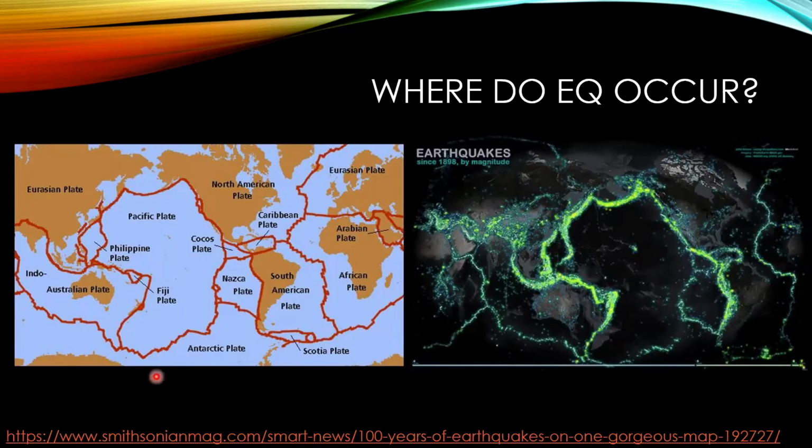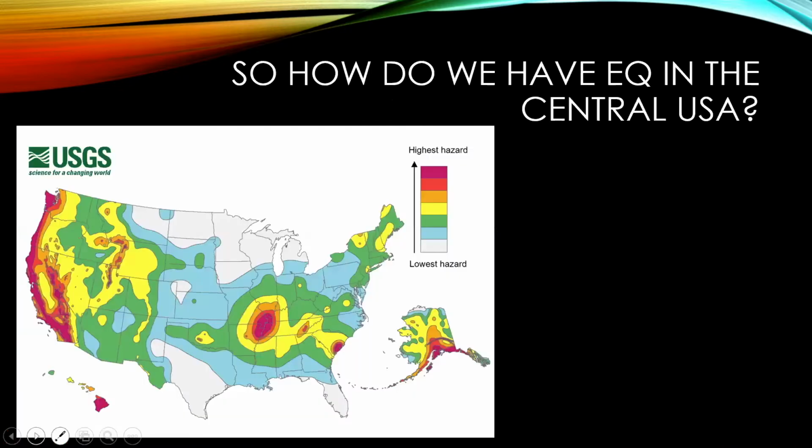But if 98% of our earthquakes occur on plate boundaries, 2% of them have to occur somewhere else. So how do we have earthquakes in the central United States? What I'm showing you here is actually a hazard map that was created by the USGS, the United States Geological Survey. And it shows the probability that ground shaking will exceed a certain level over a 50-year period. The low hazard areas indicated in gray and blue have a 2% chance of exceeding a designated low level of shaking. And high hazard areas, which are more of that red purple color, have a 2% chance of topping a much greater level, much more damage at the surface.